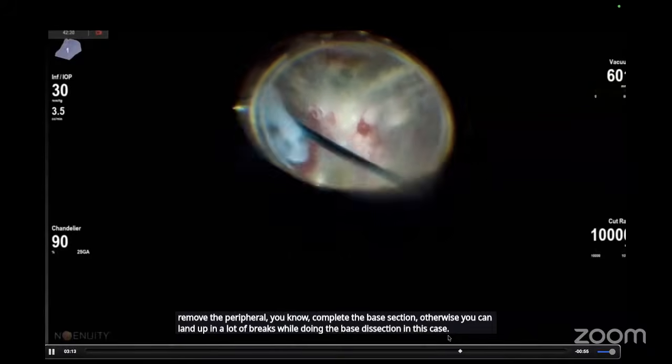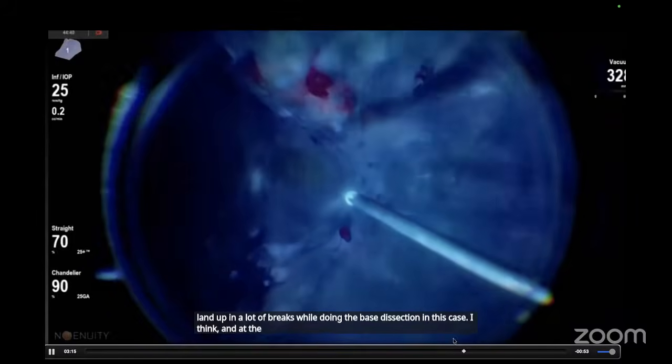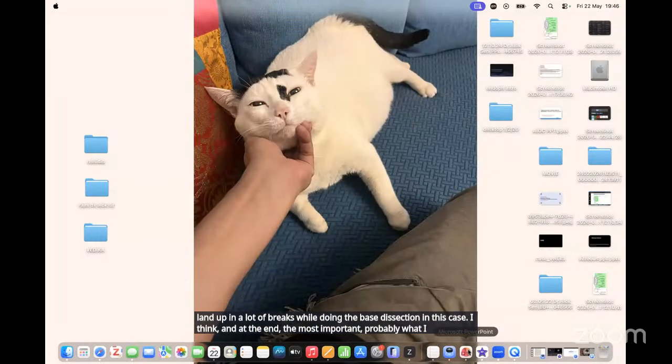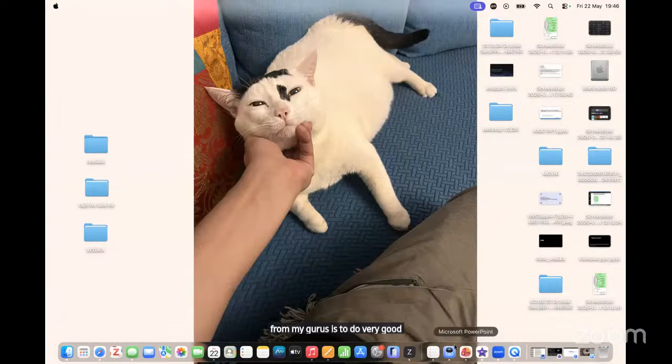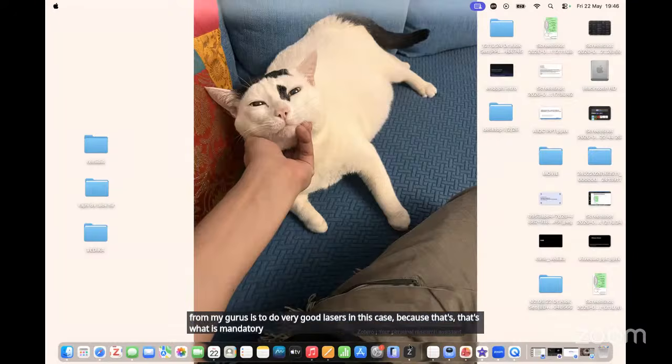I think, at the end, the most important thing, probably what I've learned from my gurus, is to do very good laser in this case, because it is mandatory to do a very thorough 360-degree laser up to the ora. That is what we usually do in these cases.